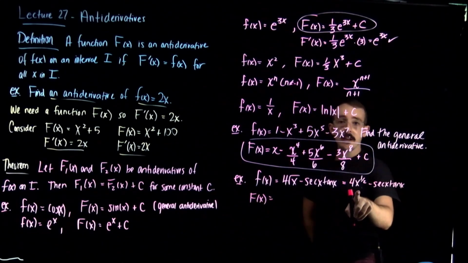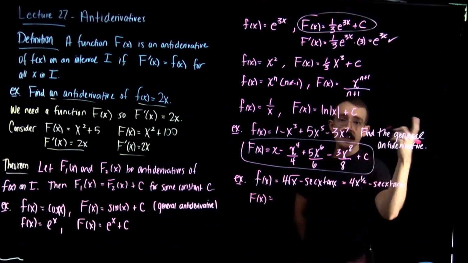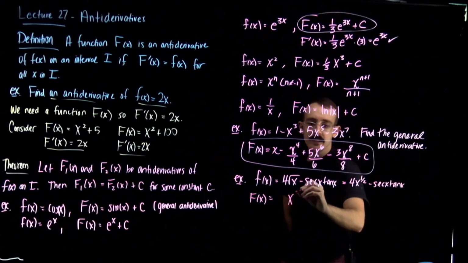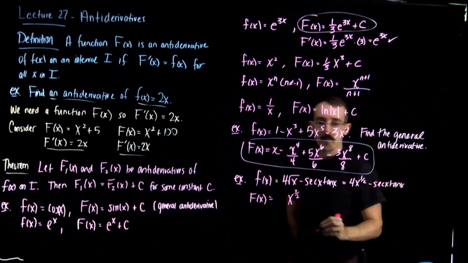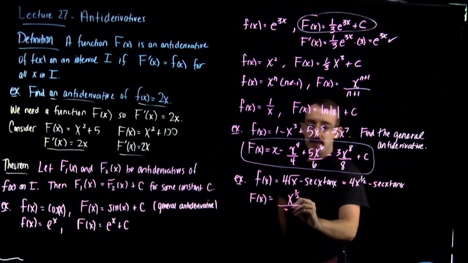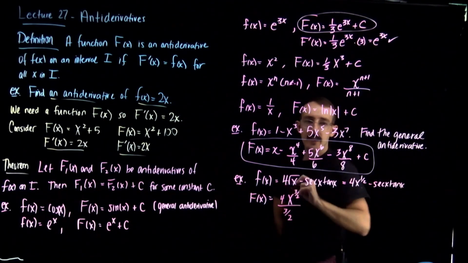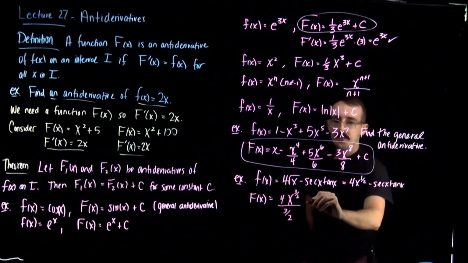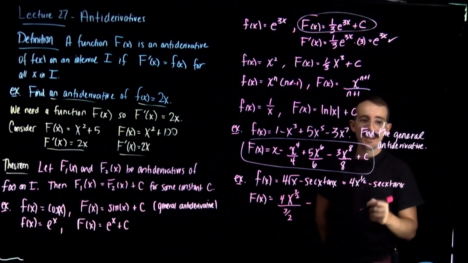So if I'm going backwards here, it's a fractional power, but I still just add 1 to go backwards. So this is x to the 3/2. You're going to divide by 3/2. That's the new power. And then you have that 4 sitting there. That doesn't look too great, but we'll fix it in a moment.